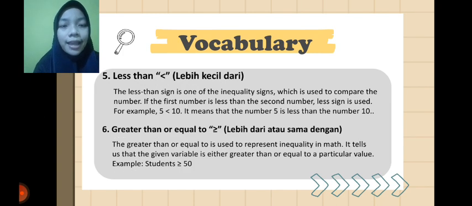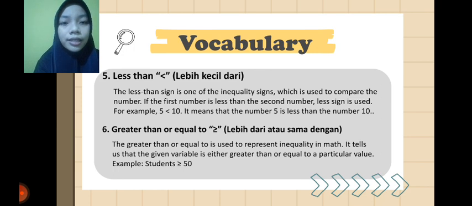5. Less than. In Indonesian we say lebih kecil dari. The less than sign is one of the inequality signs which is used to compare numbers. If the first number is less than the second number, the less than sign is used. For example, 5 less than 10 means that the number 5 is less than the number 10.